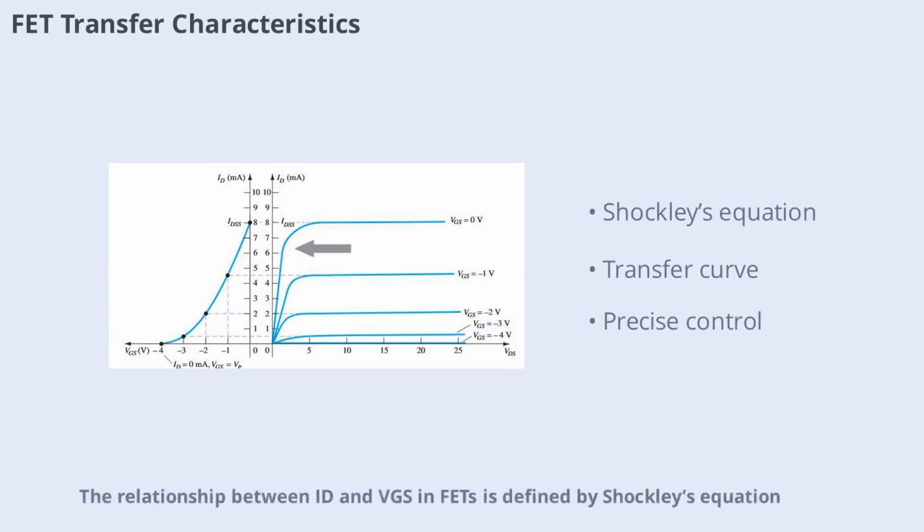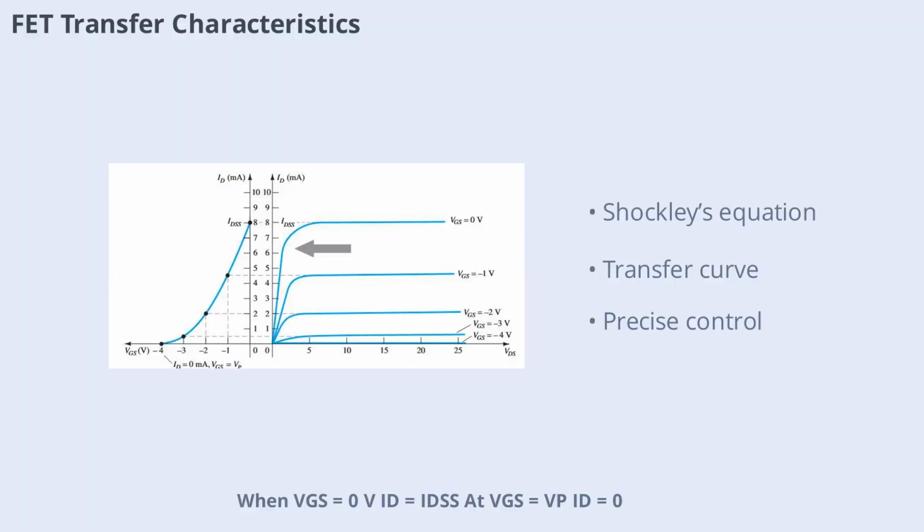The relationship between ID and VGS in FETs is defined by Shockley's equation. When VGS equals 0V, ID equals IDSS. At VGS equals VP, ID equals 0. The transfer curve illustrates how drain current varies with gate voltage, helping engineers design circuits with precise current control.